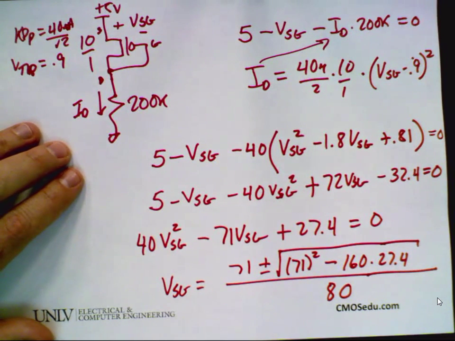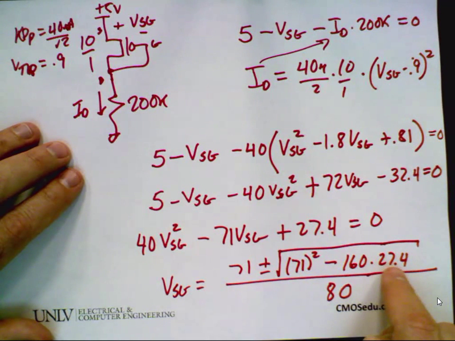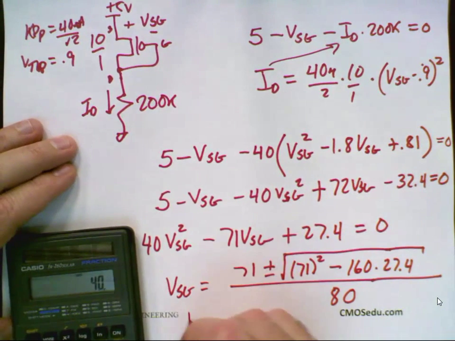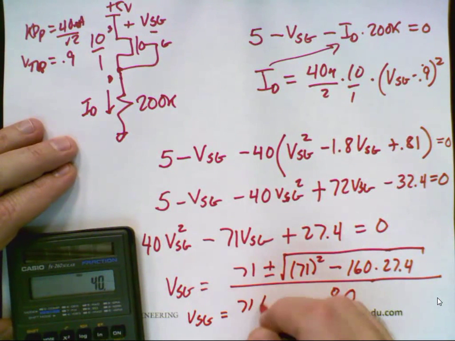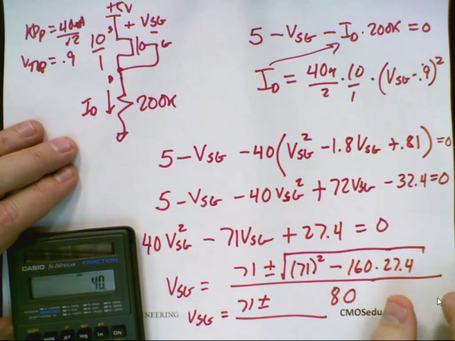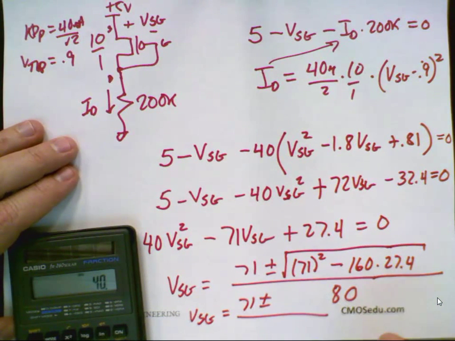Let's make sure I did it right, though. Opposite of b, plus or minus the square root of b squared minus 4a. Okay, I assume that's right. So why don't I just pause and write this in here as VSG equals 71. Did I tell you I'm not going to do this too many times in the future? I'll do it this one time, so yeah, it's hard.